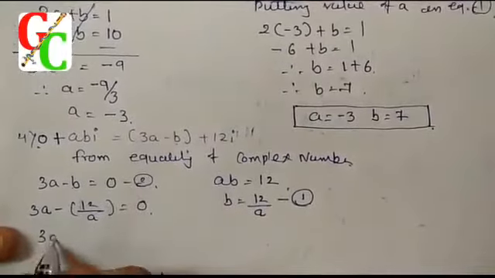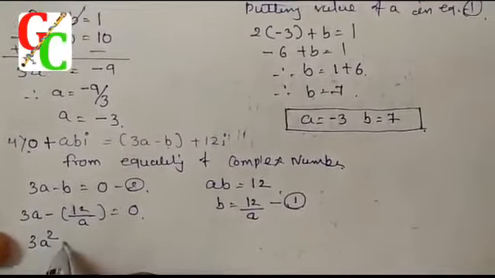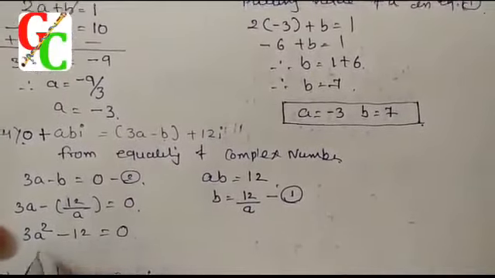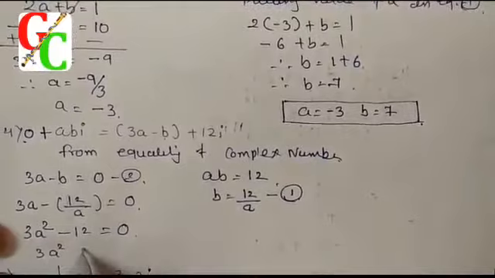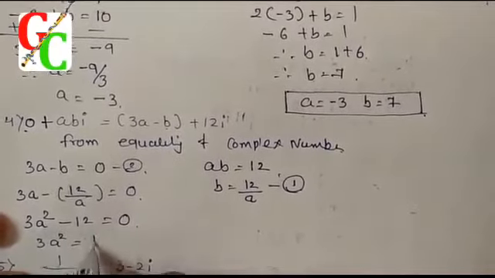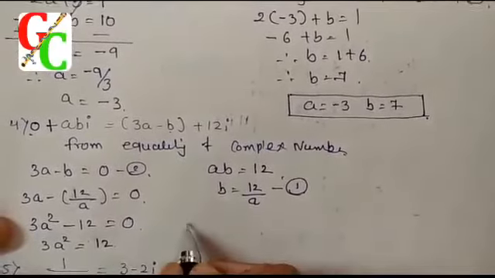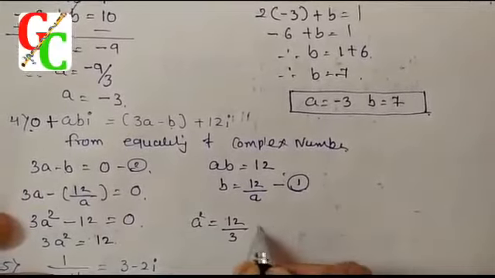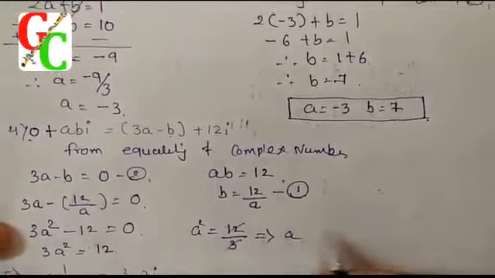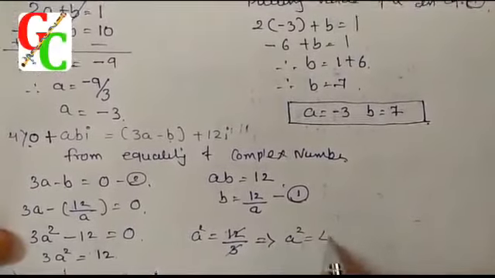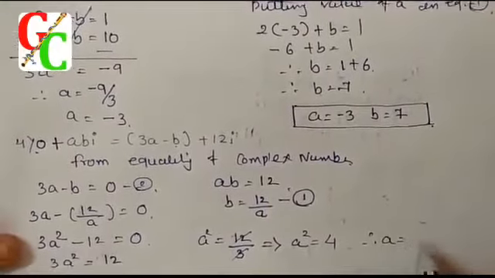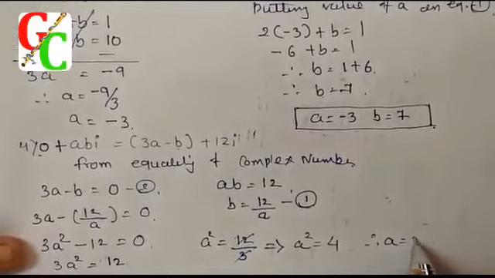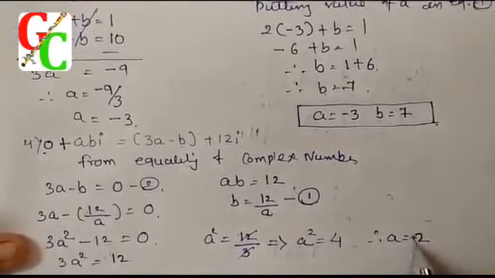So 3a square minus 12 equal to 0. 3a square is equal to 12. A square is equal to 12 upon 3. Therefore a square is equal to 4. Therefore a is plus or minus 2.